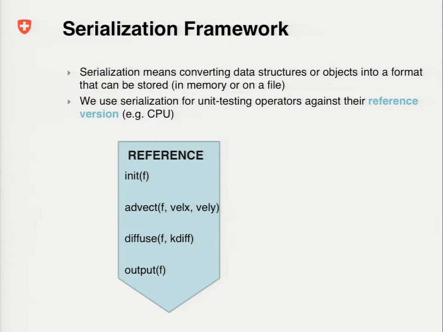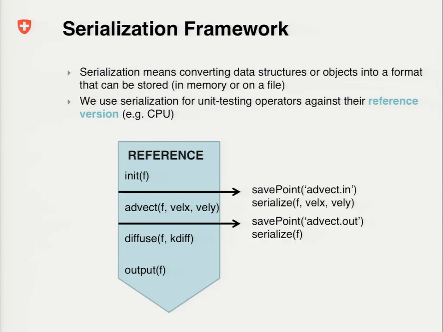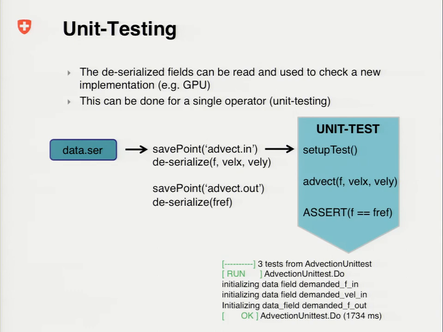So the thing we did is we developed a serialization framework, and that basically allows you to write out objects or data fields into a file, and it allows you to compare specific operators against the reference version. So say your reference version is a CPU implementation, and here you compute this advection operator. What you do is you can serialize out the inputs and the outputs of this operator into a file, and then you can unit test it.